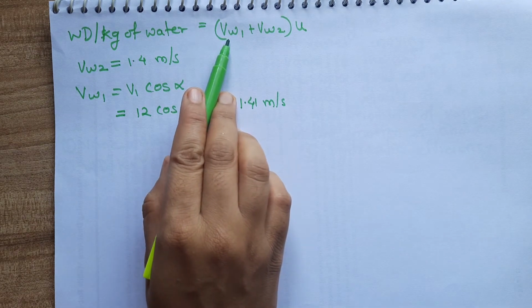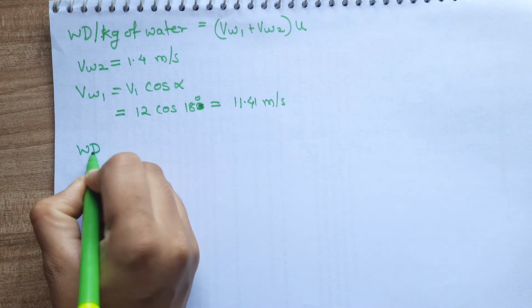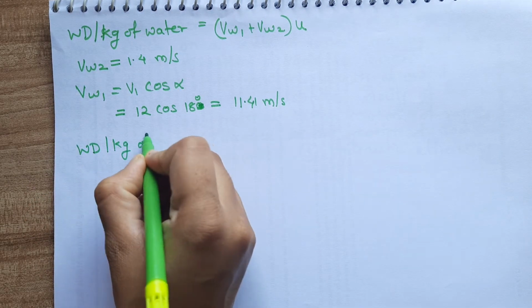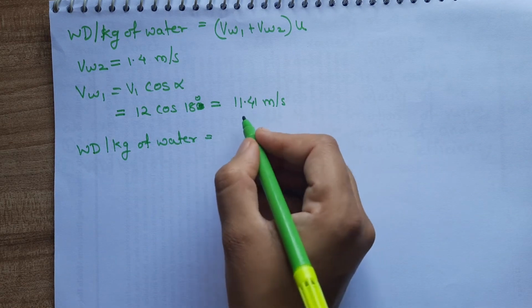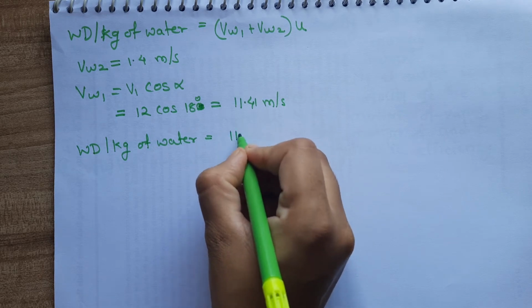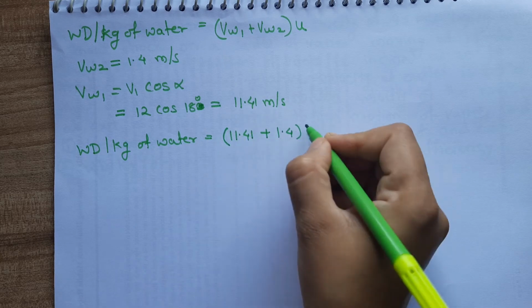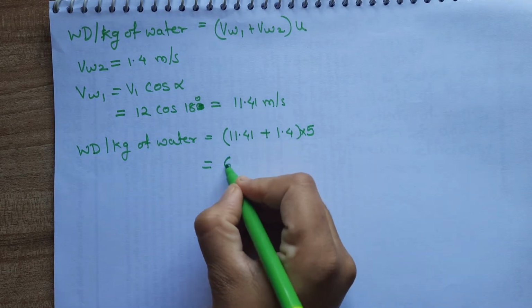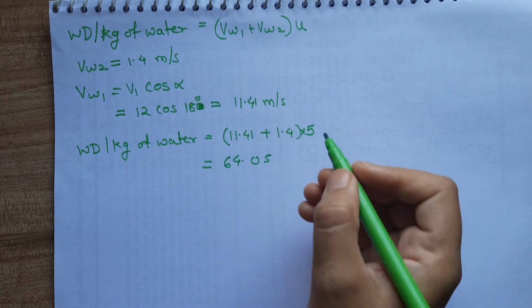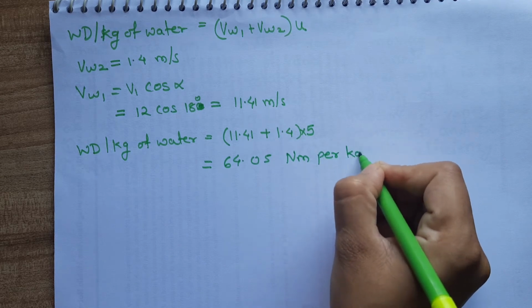Now here we know VW1, we know VW2 and also U. So let's put the values. Work done per kg of water is equal to 11.41 plus 1.4 into 5 as U. By solving we will get 64.05 Newton meter per kg of water.